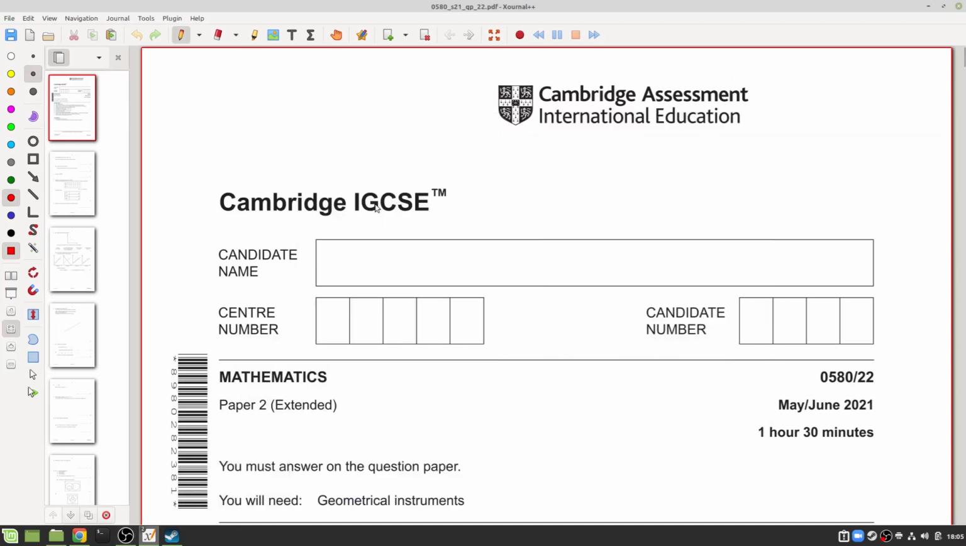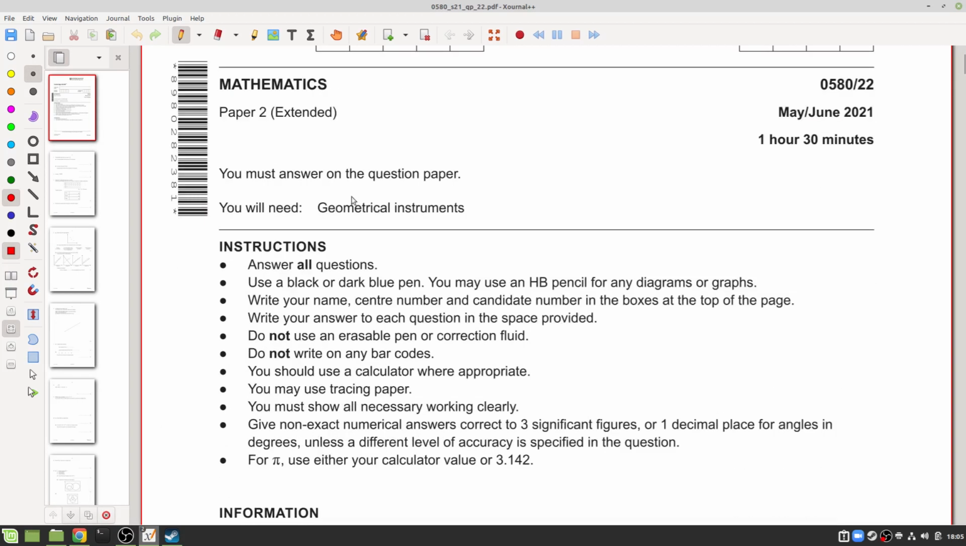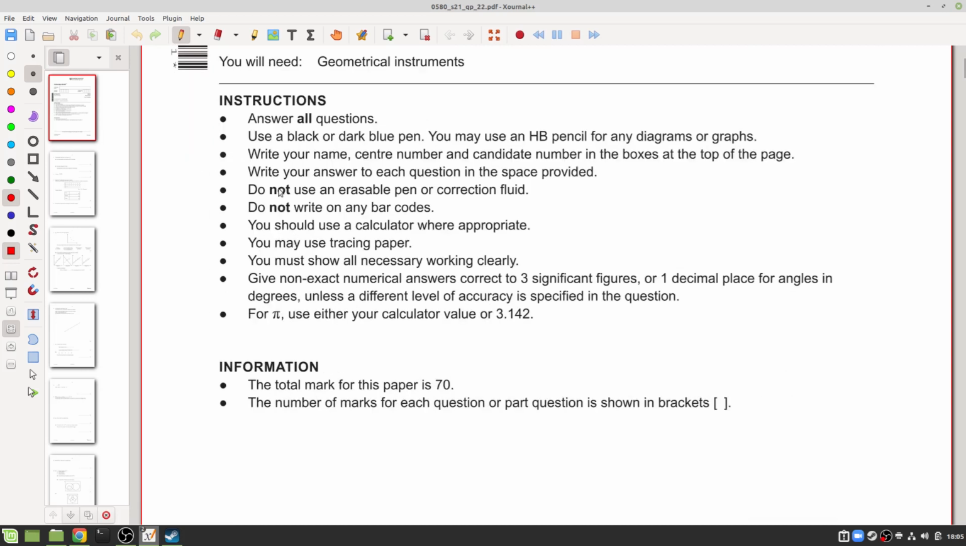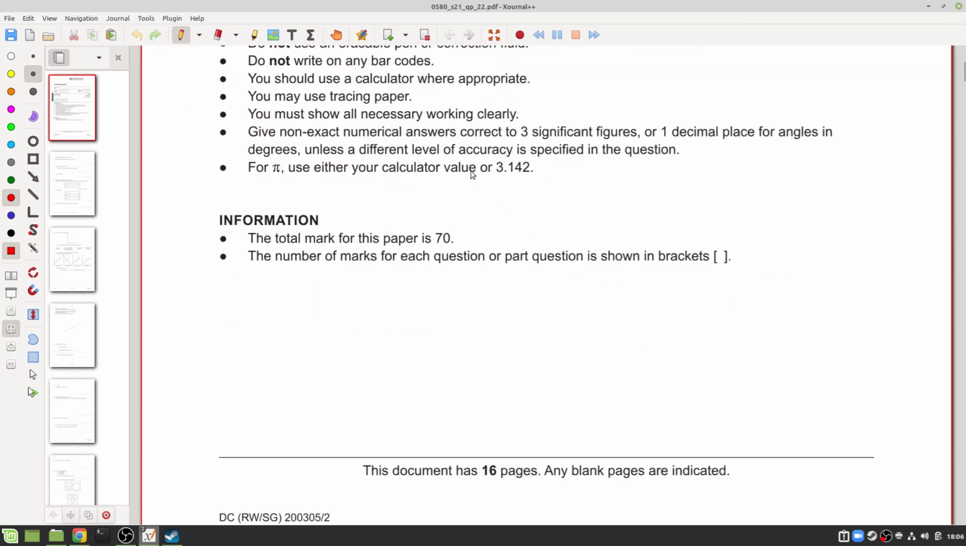Alright, let's run through this exam paper quickly. So here, nothing interesting. Give non-exact numerical answers correct to 3 significant figures or 1 decimal place for angles in degrees, unless a different level of accuracy is specified. Okay, 3 significant figures and 1 decimal place for an angle.